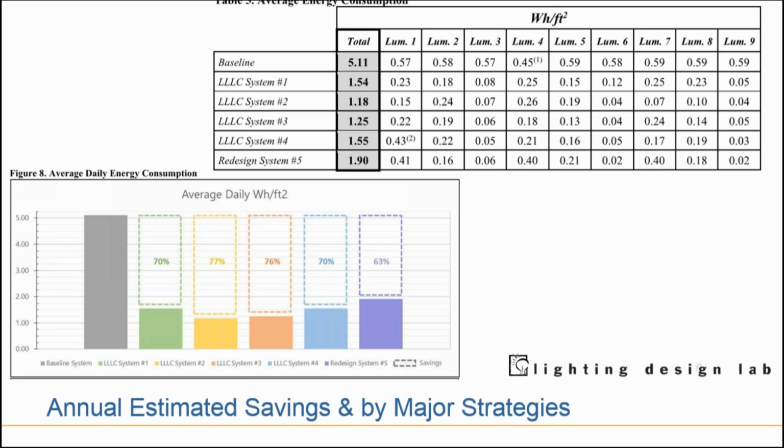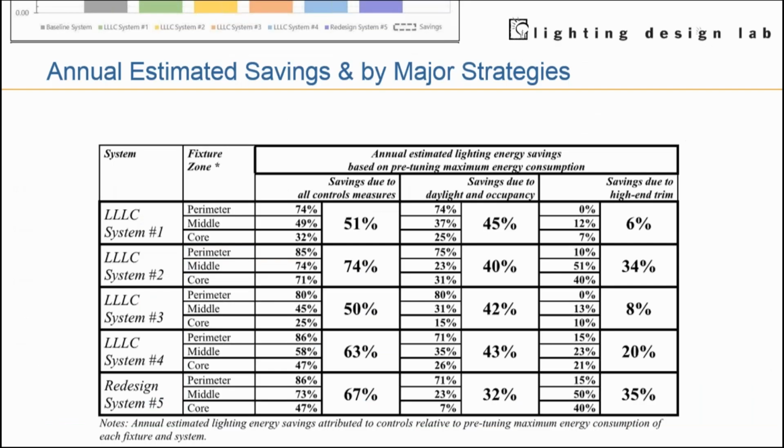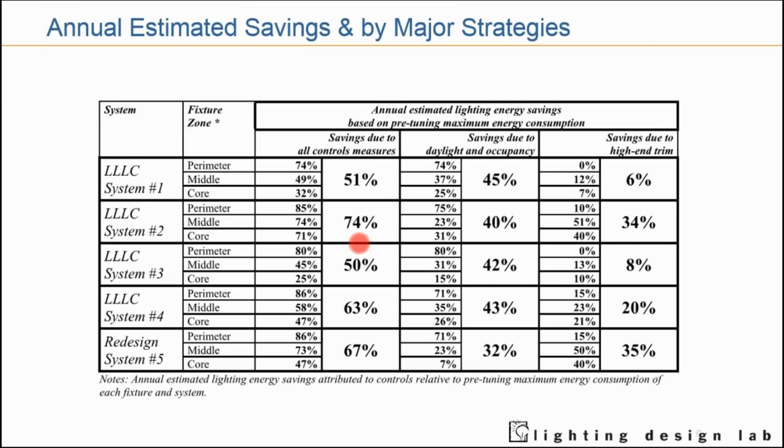Yes, it's about a 20% difference over all systems, but LLC and that zone-based redesigned system, they still provided very solid savings. And LLC systems, you can see, even went a bit beyond some of those NLC zone-based savings metrics.